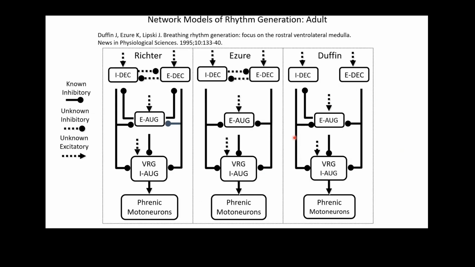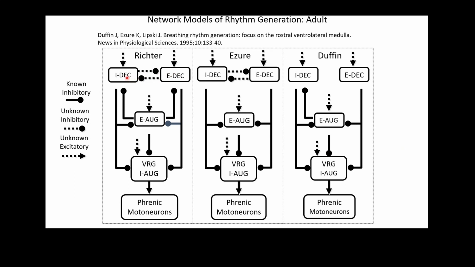So how does that work into making models of a network of respiratory rhythm generation? And these are simplistic models, not the complicated computer models that some people have done. If we just look at what connections we know, here is Diethelm Richter's model. He thinks in terms of three phases and has a mutual inhibition between IDEC and EDEC neurons. This is not known to exist, and therefore it's dotted.